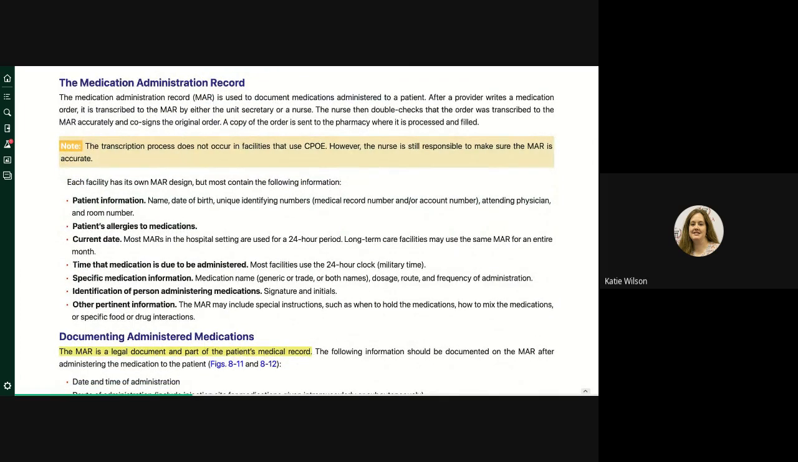So the medication administration record is used to document medications administered to a patient. Once the doctor or prescriber writes a medication order, it's transcribed onto the medication administration record, or the MAR, by either the unit secretary or the nurse. The nurse is going to double check that order on the MAR with the original physician's or provider's order, and then they'll send that order to pharmacy. Pharmacy will send that medication to the unit. So several different steps have to take place before that medication can be given.